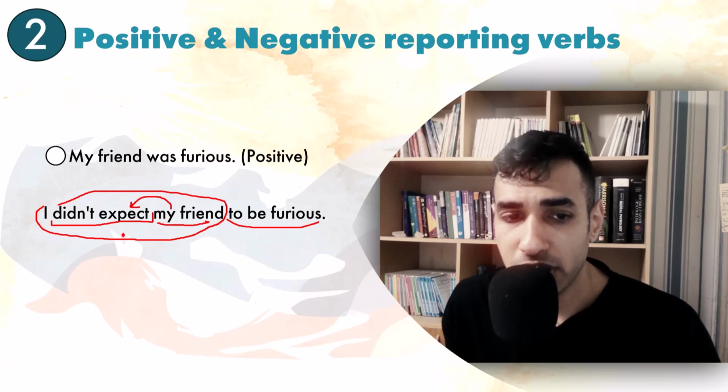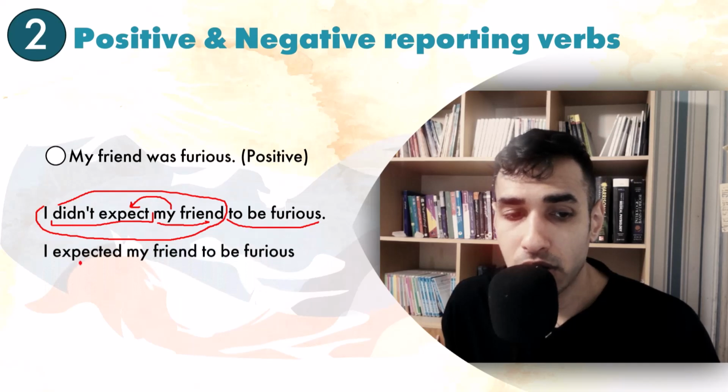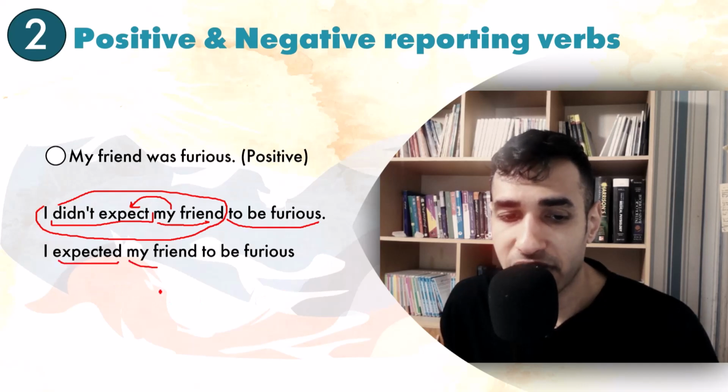My reporting verb is negative here. And now it's positive. I expect my friend to be furious. I expect is my reporting verb. My friend is an object of the verb expect.